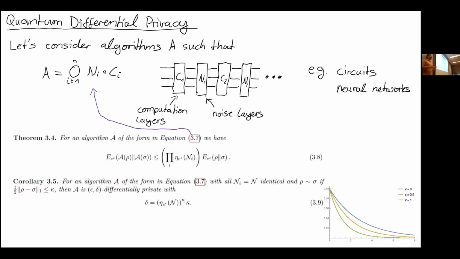So if for a particular channel you're able to calculate your contraction coefficient, I argued earlier that this is actually not computationally quite easy to do most of the time. You always get that noise gives you an exponential decay of the delta parameter in the differential privacy, which means that if your circuit is just long enough, eventually you always reach differential privacy.